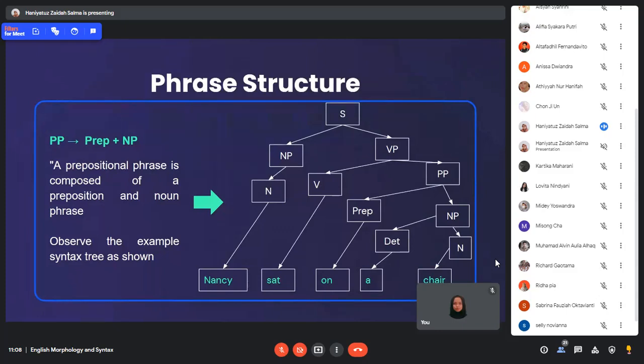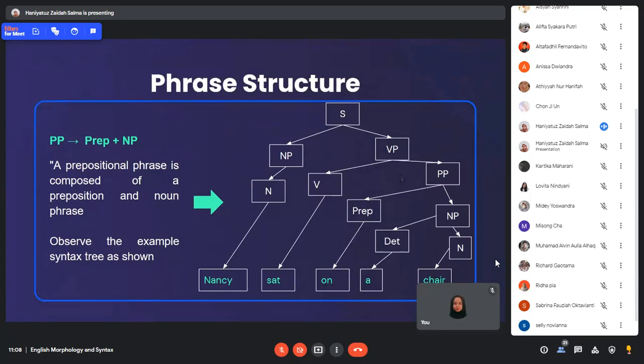So in phrase structure, a prepositional phrase is composed of a preposition and a noun phrase. So here I have an example syntax tree. The sentence given is Nancy sat on a chair. That is the whole sentence, which is S, which is then broken down into two. There is NP, the noun phrase, and VP, the verbal phrase. So NP is broken down into a noun, which is Nancy. And then we have the verbal phrase, which is broken down into the verb and the prepositional phrase. So the verb here is sat.